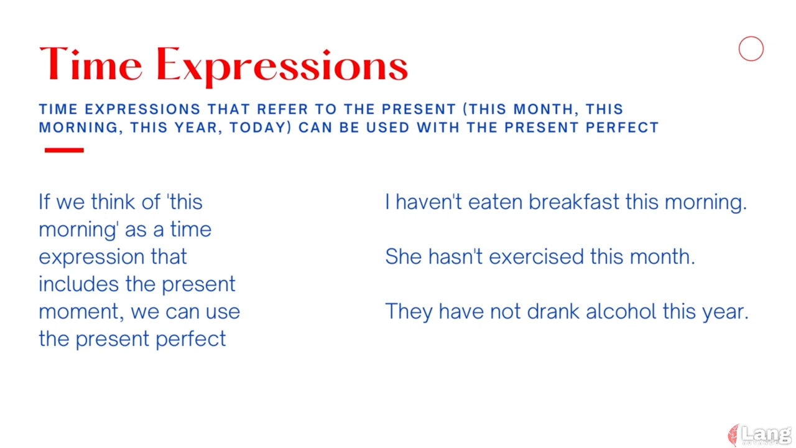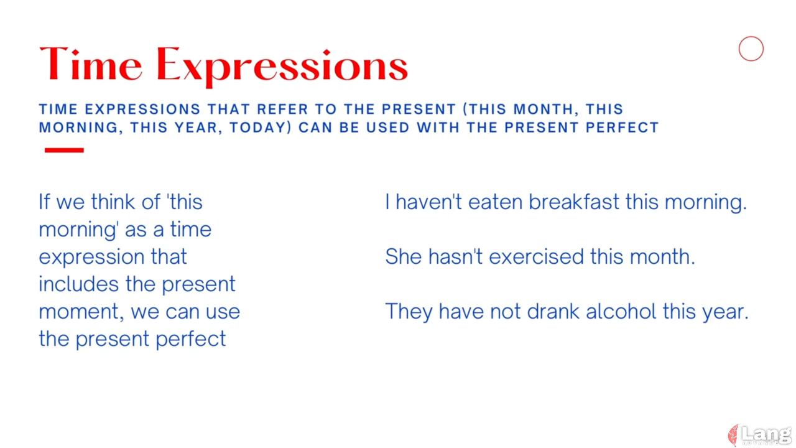Time expressions that refer to the present, such as this month, this morning, this year, or today, can be used with the present perfect. So, I haven't eaten breakfast this morning. She hasn't exercised this month. They have not drank alcohol this year.